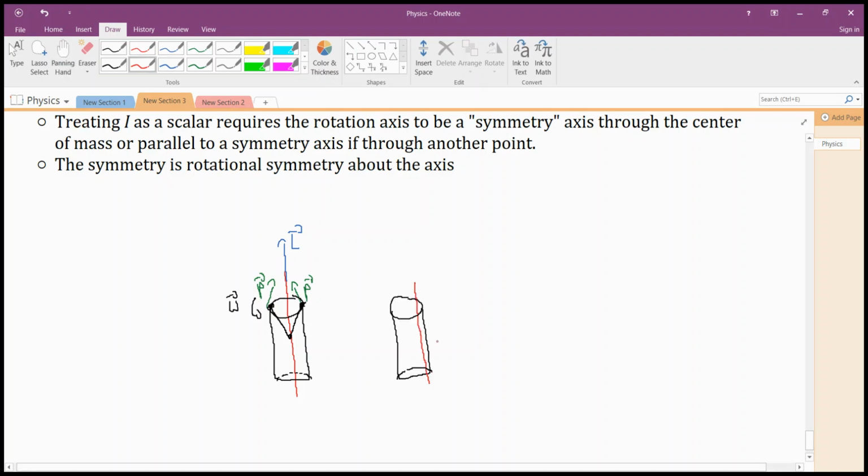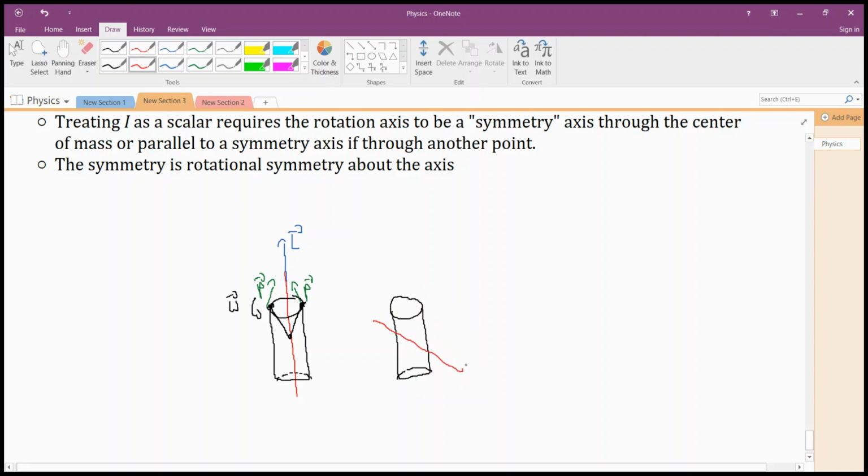If the axis of rotation is through another point, like here, or even outside the body here, then it needs to be parallel to a symmetry axis, such as this one. If I had an axis like this, that is not parallel to a symmetry axis, that would not allow us to treat moment of inertia as a scalar.